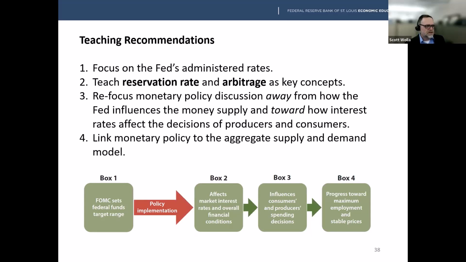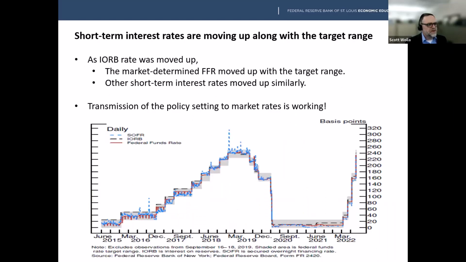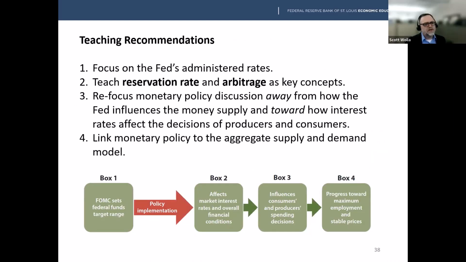Number 1 here on our teaching recommendations is focus on the Fed's administered rates. So interest on reserve balances is the primary rate. And so if you're going to do a real simple approach to this, focus on interest on reserve balances. If you want to do the full treatment and include the other rates, we do provide resources where you can do that as well. Number 2, teach reservation rate and arbitrage as the primary teaching concepts.